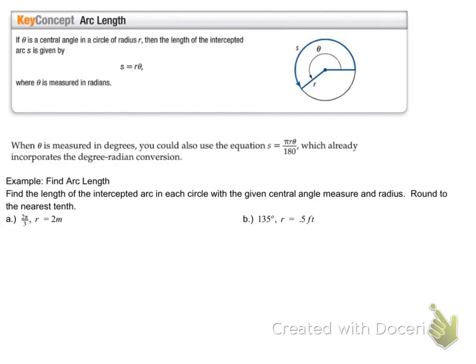Precalc chapter 4.2, day 2. First up, we're going to talk about arc length. Now, this arc length idea should look very familiar.